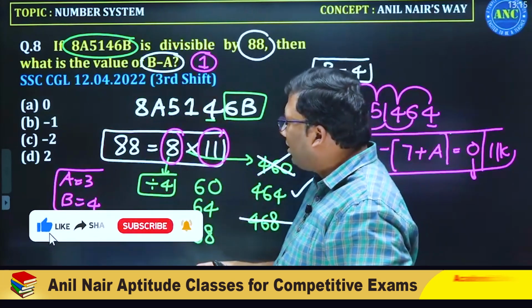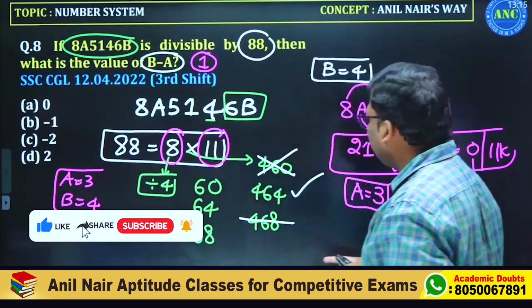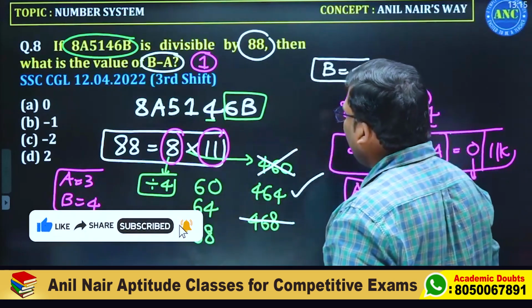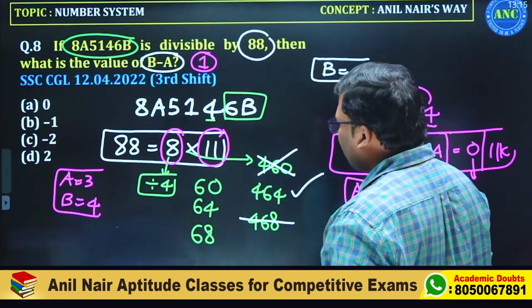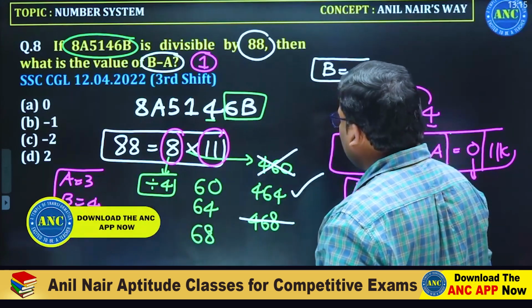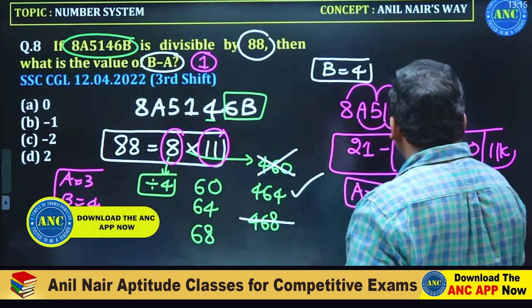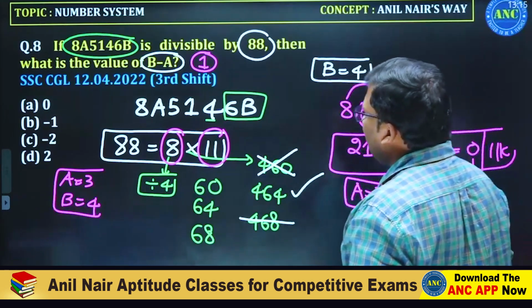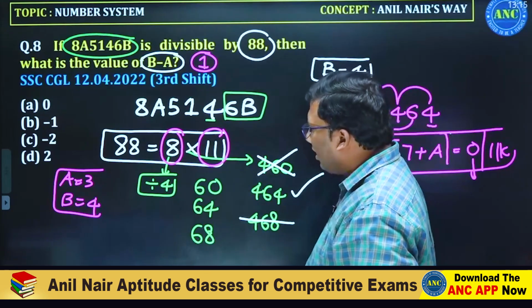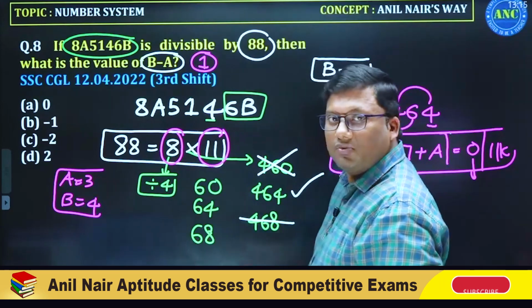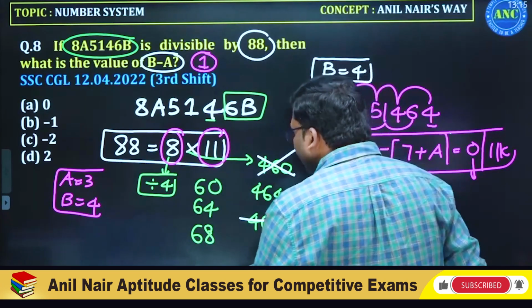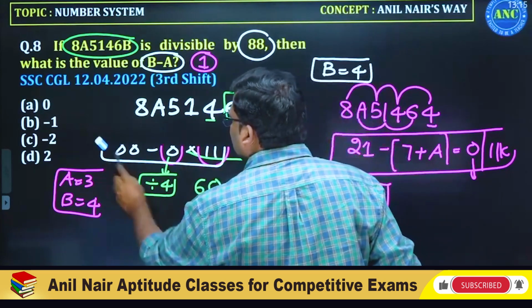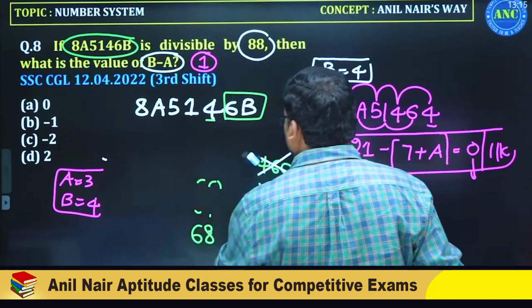4 minus 3. Okay, 1 minute, sir. B value, how much did we get here? B is 4, and A is 3. B minus A will be 4 minus 3, which is 1. Now if you see here, maybe some calculation mistake. 1 is not there in the answer options.